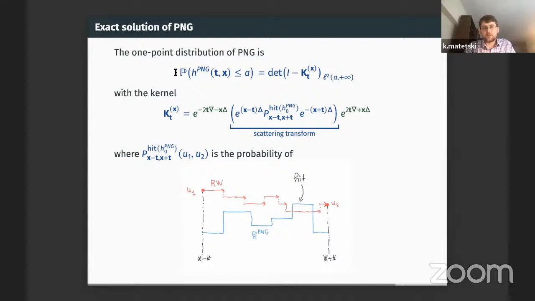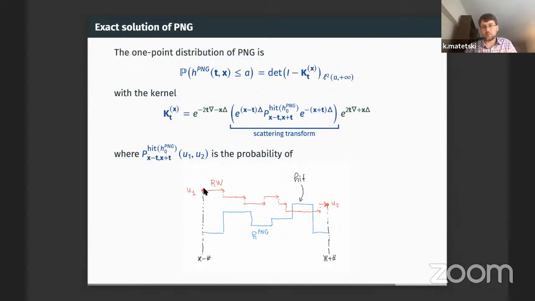The one-point distribution for PNG is given by the Fredholm determinant, where the kernel is given in this form. It is conjugated on two sides by semigroups generated by the discrete Laplacian and discrete Nabla. And inside, it has a scattering transform: the hit probability for the random walk, conjugated on two sides by two semigroups generated by the discrete Laplacian. And the hit probability is the limiting hit probability for the parallel TASEP.